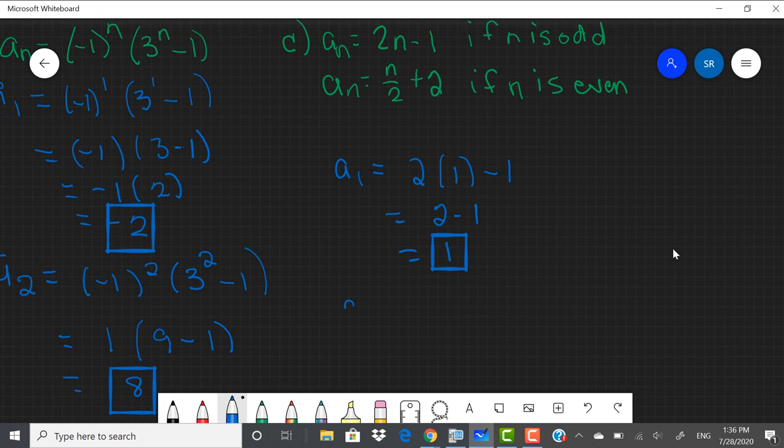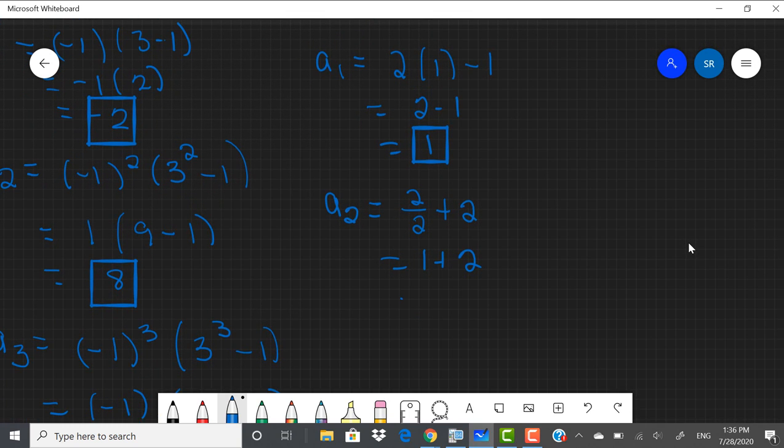Now my second term, 2 is an even number, so I'm not going to use the top equation. I'm going to use the bottom equation. Plug in 2 for n. So 2 over 2 plus 2 is the same as 1 plus 2. 2 over 2 is just 1. So this equals 3. So there is my second term.